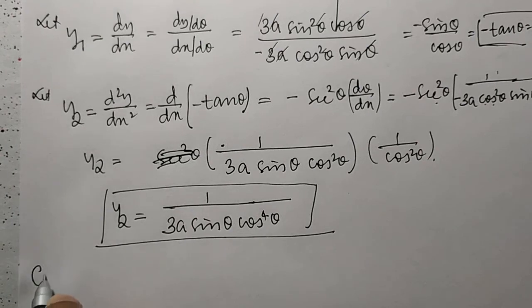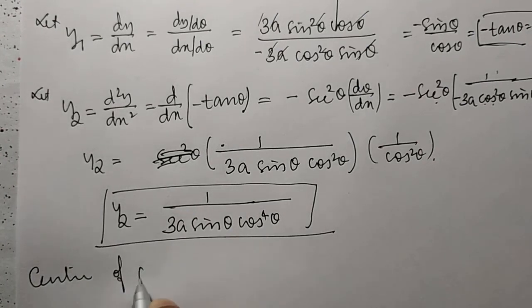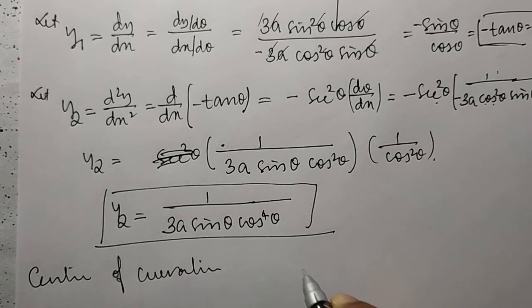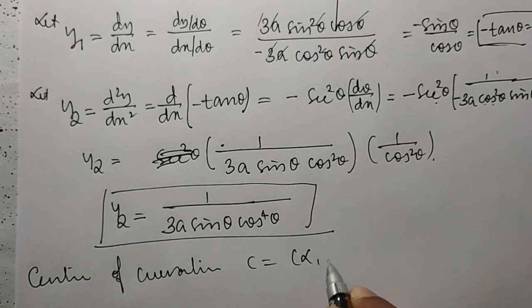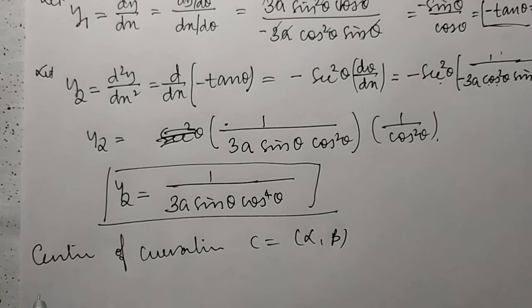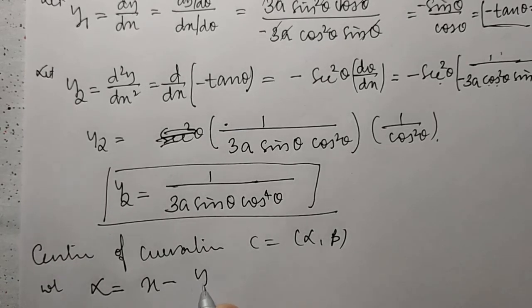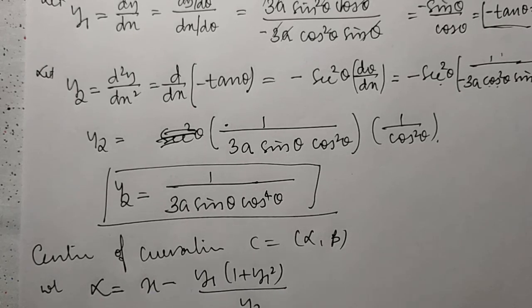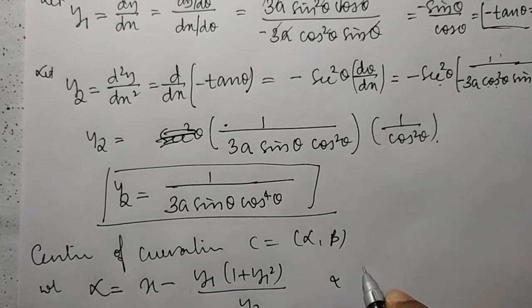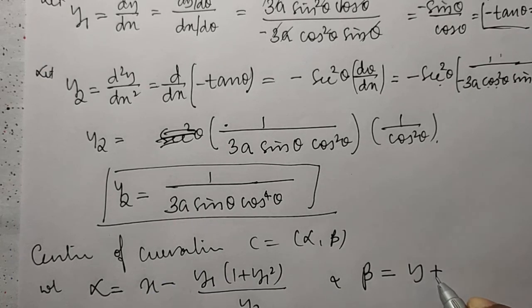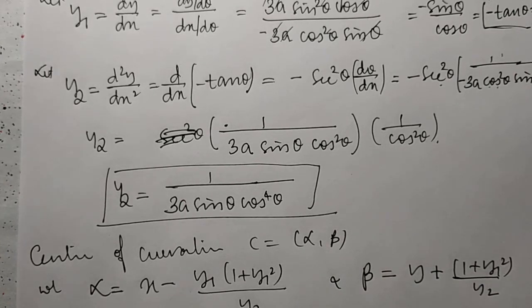Similarly, we go for the center of curvature. C is equal to (alpha, beta), where alpha is equal to x minus y1 into 1 plus y1 square divided by y2, and beta is equal to y plus 1 plus y1 square by y2. So these are the results.